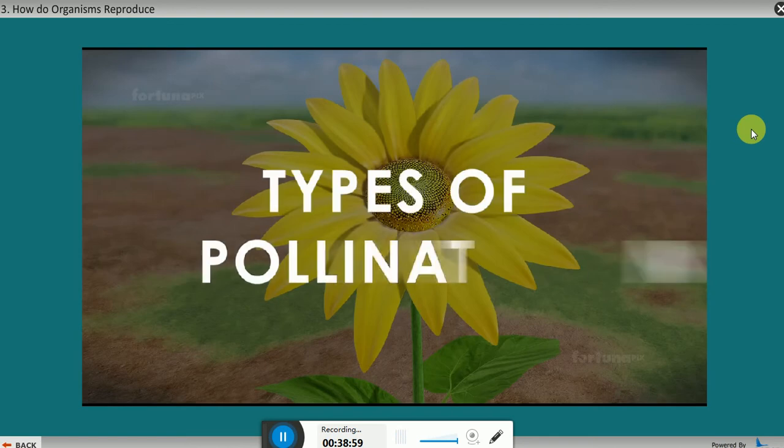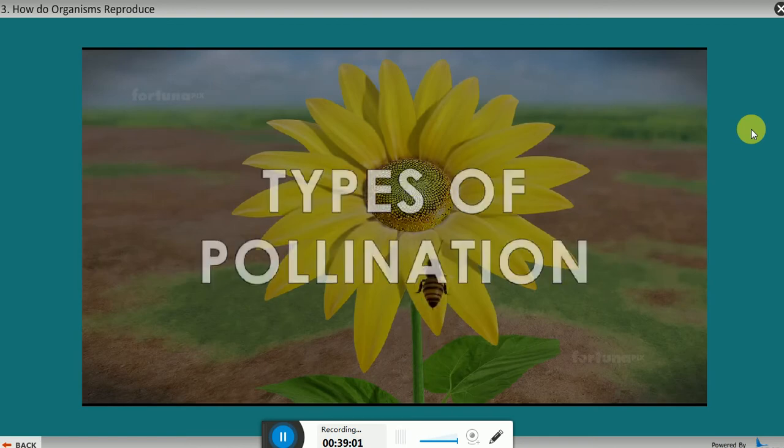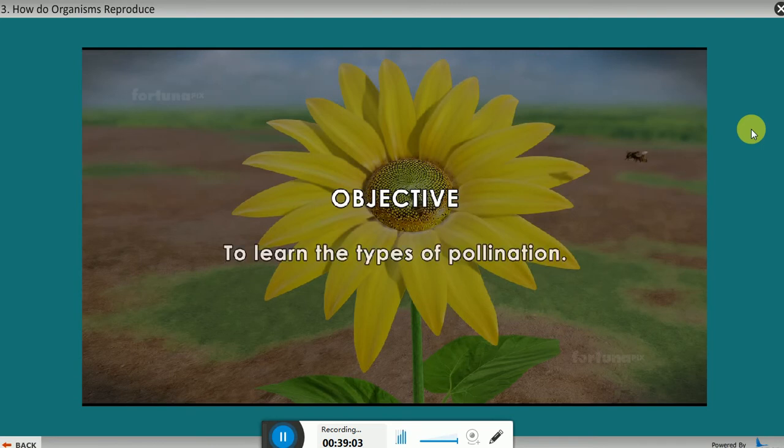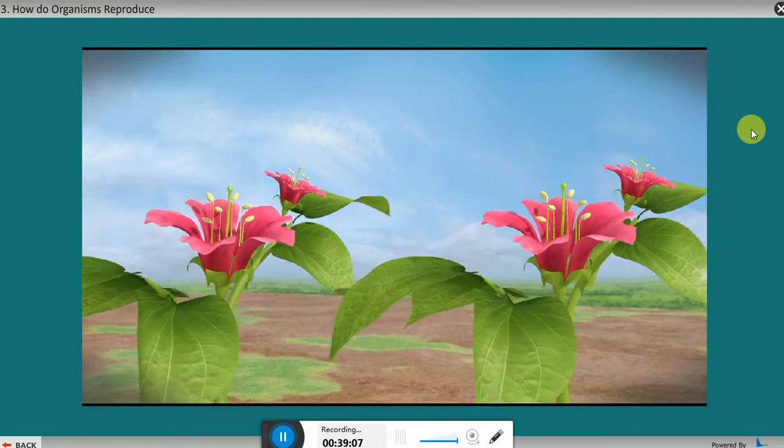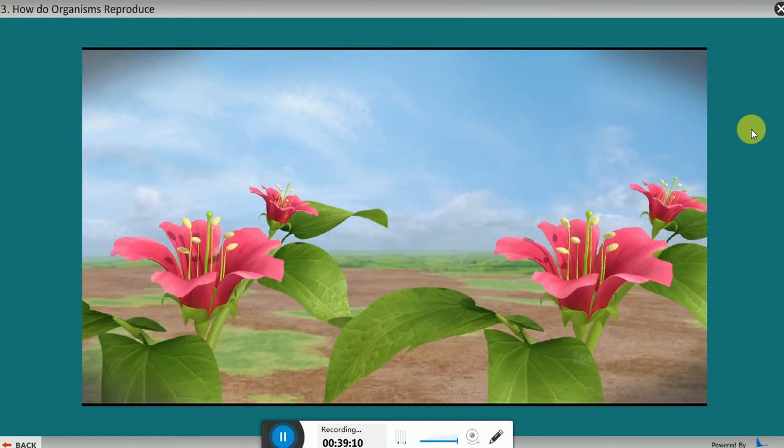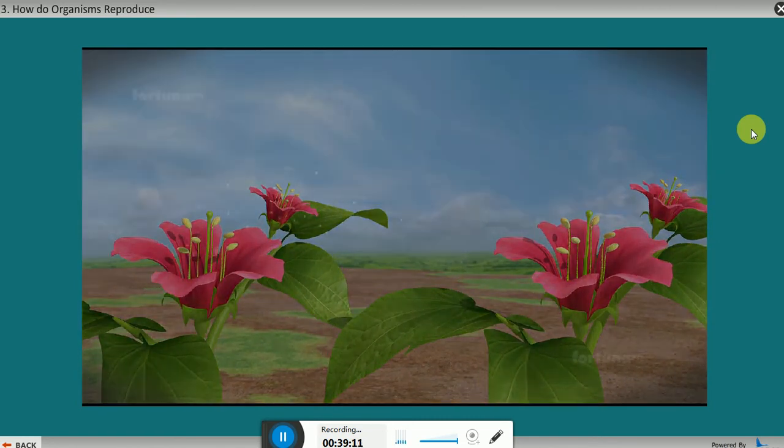Types of pollination. Objective: to learn the types of pollination. Pollination is the process during which the pollen grains are transferred from the anther to the stigma of flowers. Pollination is essential in the production of fruit and seed.